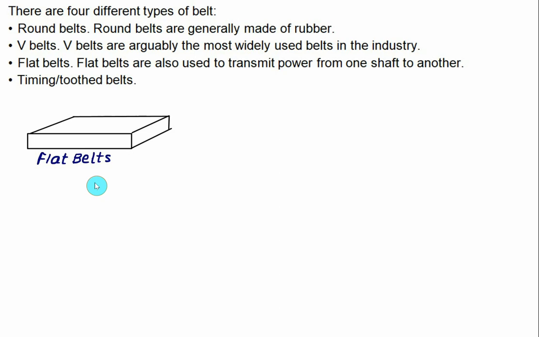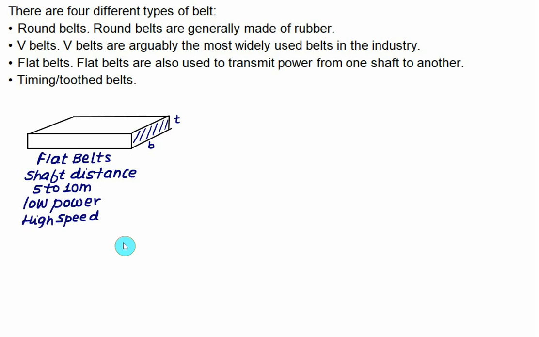The flat belt cross section is shown here. We have width equal to B and thickness equal to T. So this is representing the cross section area of a flat belt. They are used to transfer power from one shaft to another, normally if the distance between the shafts is 5 to 10 meters. But their power carrying capacity is lower, so they have to be used for low power, but the speed is very high in the case of flat belts.